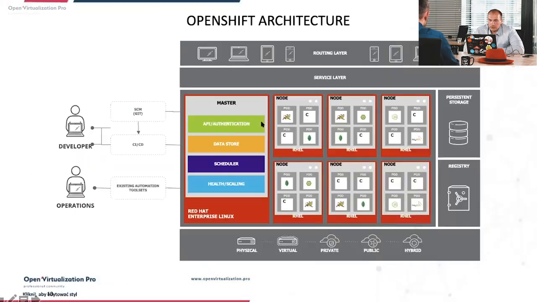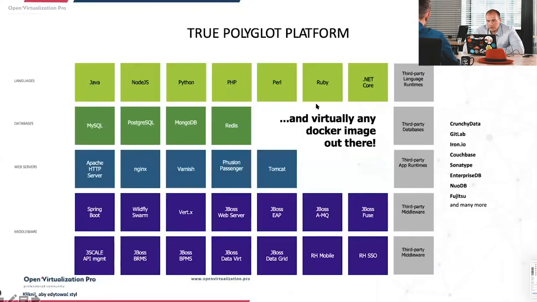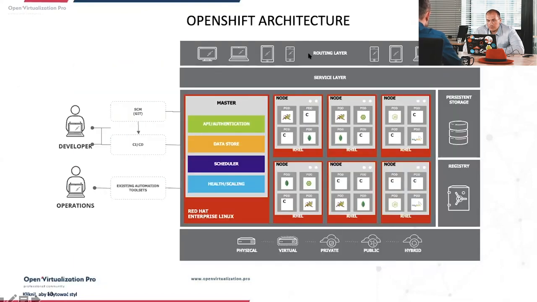Then we move on to quickly see what OpenShift really is from the architecture point of view. In order to deploy OpenShift, you will need a bunch of servers. There are two kinds of servers. You see the big block, master, which is the control plane of the cluster. And then you have worker nodes, which are the servers where you will run your containerized applications.